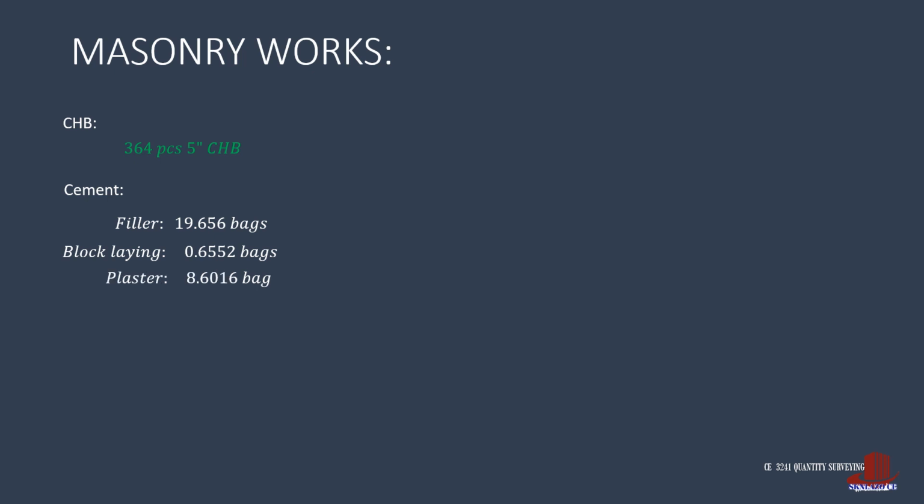Last is to summarize the bill of materials for masonry works. Concrete masonry units are computed as 364 pieces of 5 inches concrete hollow blocks. For cement, filler needs 19.66 bags. Block laying requires 0.66 bags, and plaster needs 8.61 bags, totaled to 28.92 bags, and rounded up to 29 bags.